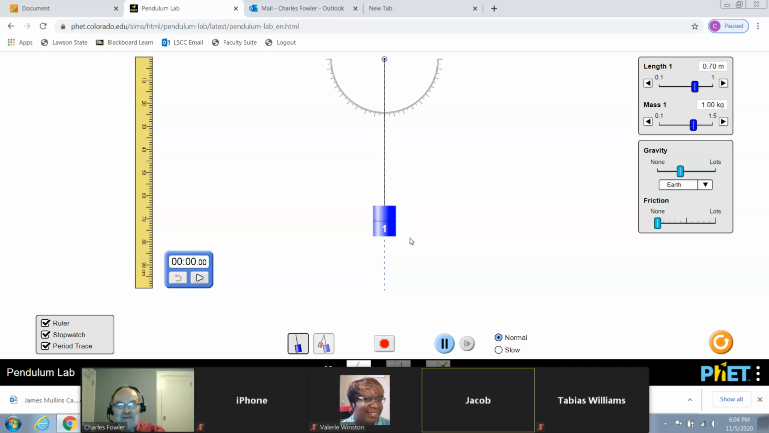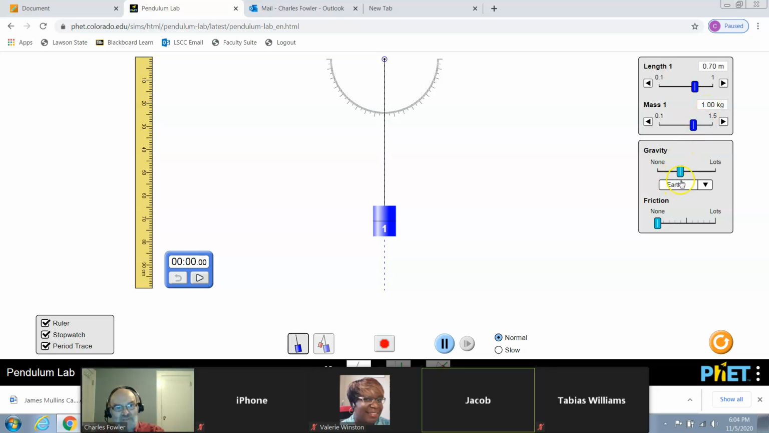Okay, so click on ruler, stopwatch, and period trace. Okay, there's the ruler, there's the stopwatch. The period trace will show in just a minute. Now we're going to start here at length 1. Okay, and that's 0.7 meters. We're going to start with mass 1 kilogram. And we're going to start with Earth.